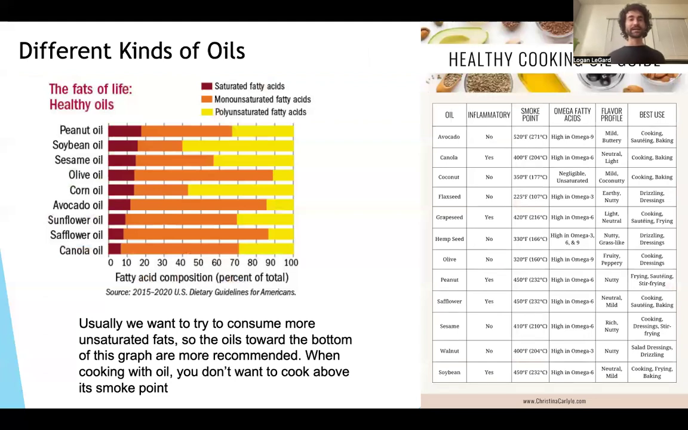Okay, so some different kinds of oils. This chart here on the left shows the dark red is saturated fats, the orange is monounsaturated fatty acids, and the yellow is polyunsaturated fatty acids. Usually we want to try to consume more unsaturated fats, so the oils towards the bottom of this graph are more recommended.